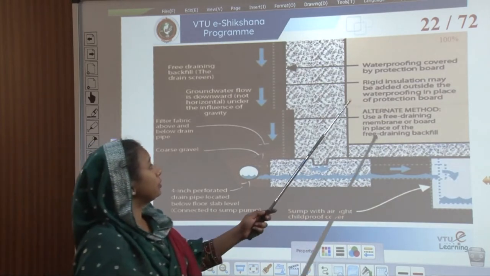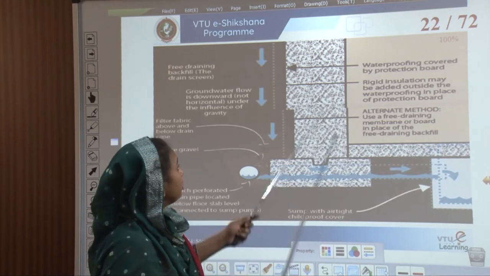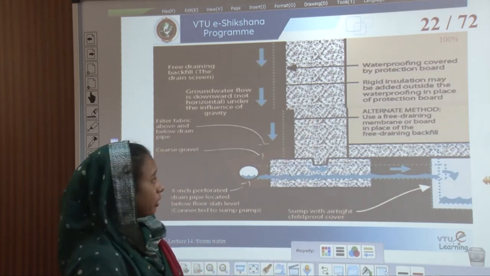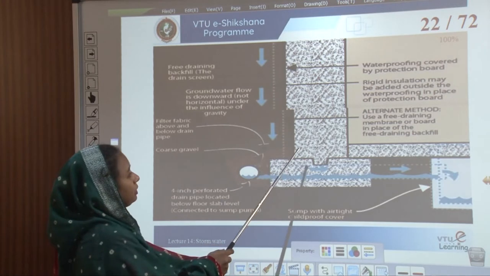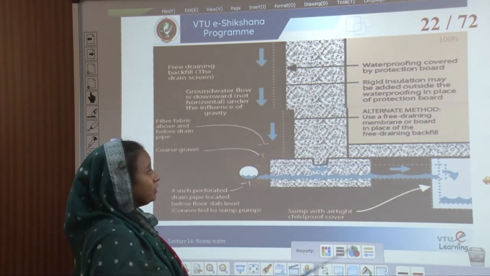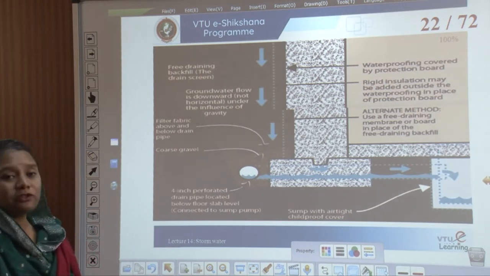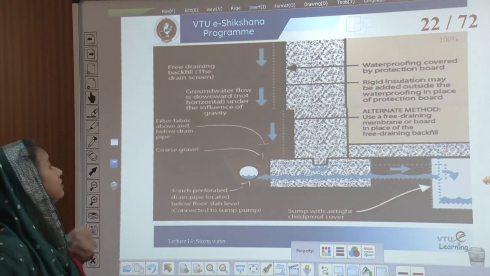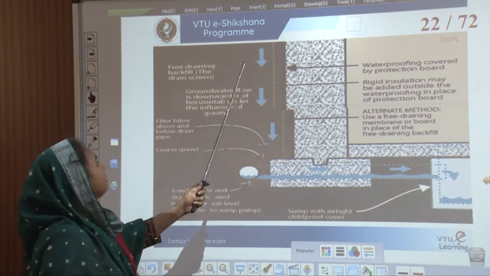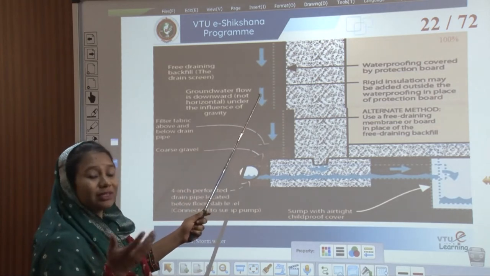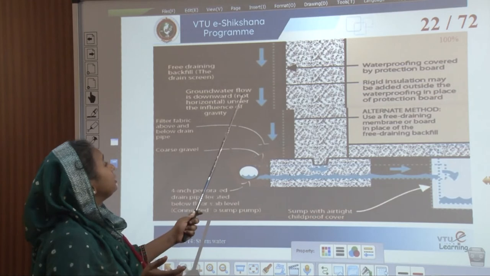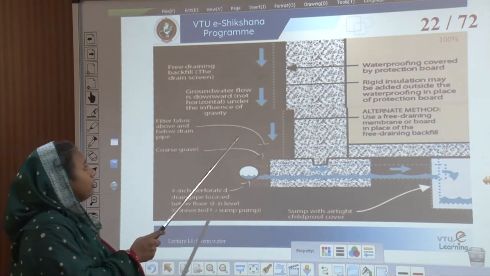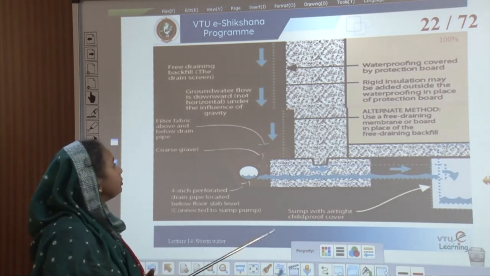When waterproofing is covered by a protection board, and there is some kind of rigid insulation added outside the waterproofing in place of any protection, you can also have an alternative method where a free draining membrane, just like a filter, is used to drain out all the water in place of free draining backfill. In this kind of residence, the drain screen would screen out all the pollutants and let in only the water. Here the ground flow of water starts to go downward, and not horizontal.